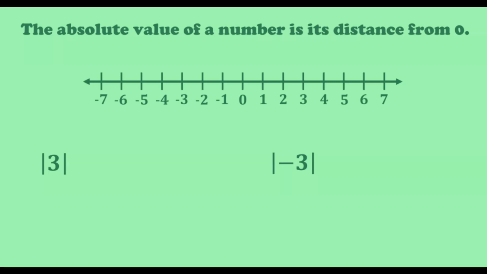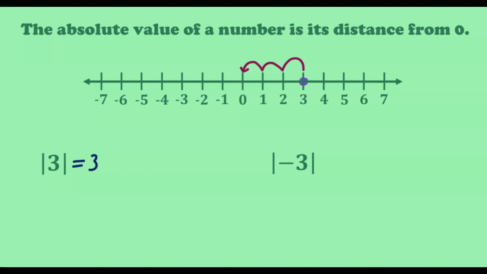Now, first of all, let us consider the absolute value of the number 3. For that purpose, let us first of all mark the number 3 on the number line. So we can see that the number 3 is at this position over here. And what is its distance from 0? So we jump 1, 2, 3 times, and we get to 0. And so that just means that the distance of the number 3 from 0 is equal to 3. And so the absolute value of 3 will be equal to 3.